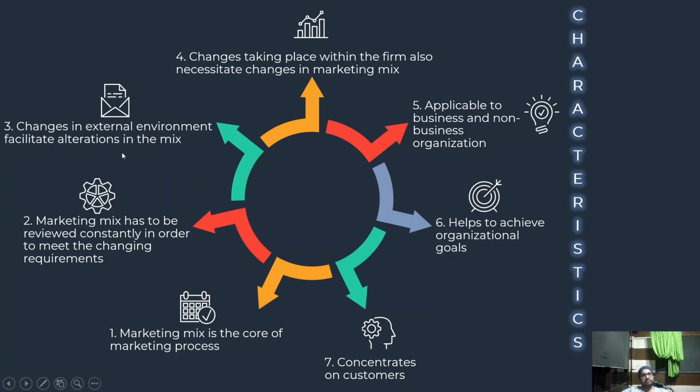Third, changes in the external environment facilitate alteration in the mix. Again, this comes from the marketing environment topic. When we were studying the marketing environment, we saw that this environment consists of internal factors and external factors. A small example: in external factors, we have customers. Customer is a very significant external environment factor. The needs of the customer, the preferences, the taste, the fashion decisions of the customer are constantly changing. If you are not able to meet that changing requirement of the customer, you are not able to achieve your organizational goal or your marketing goal. So this external environment has to be constantly monitored as well.